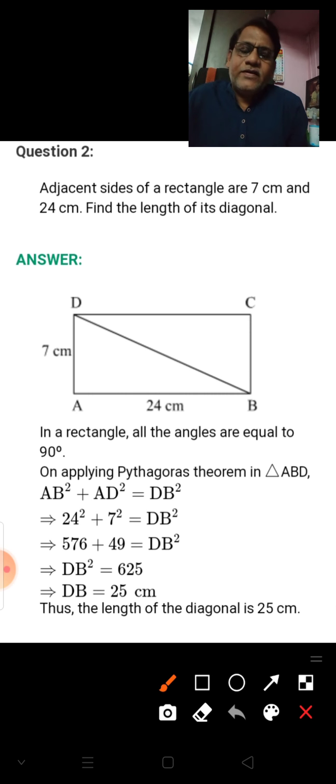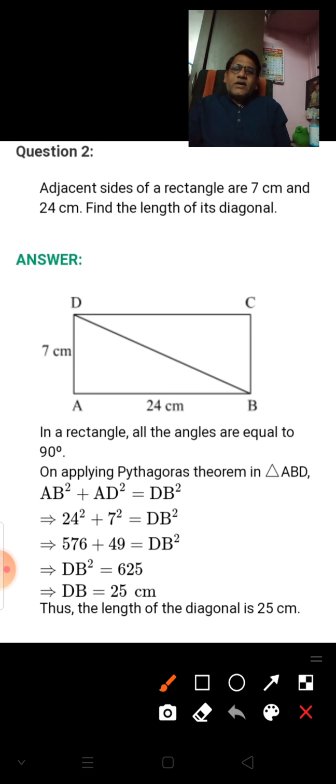Question number 1 has MCQ questions, so you already solved that question. So we start with question number 2. Question number 2: adjacent sides of a rectangle are 7 centimeter and 24 centimeter. Find the length of its diagonal.